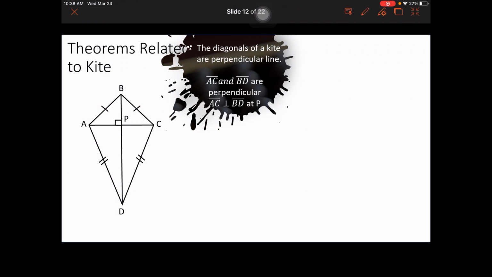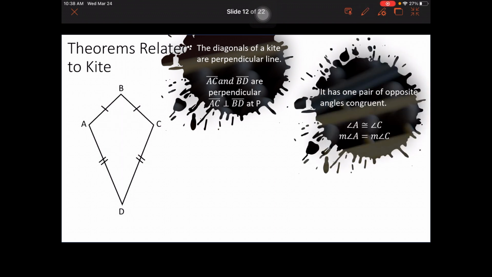Now, second theorem, it has one pair of opposite angles congruent. Based on illustration naman po, mahalata naman natin sa kite that angle B and angle D are not congruent. Kaya one pair lang po talaga ang ating congruent opposite angles. Si angle A lang at saka si angle C. Next.